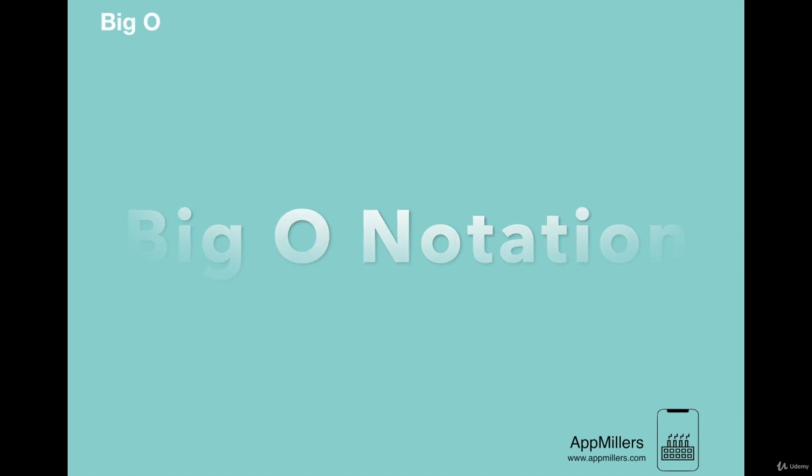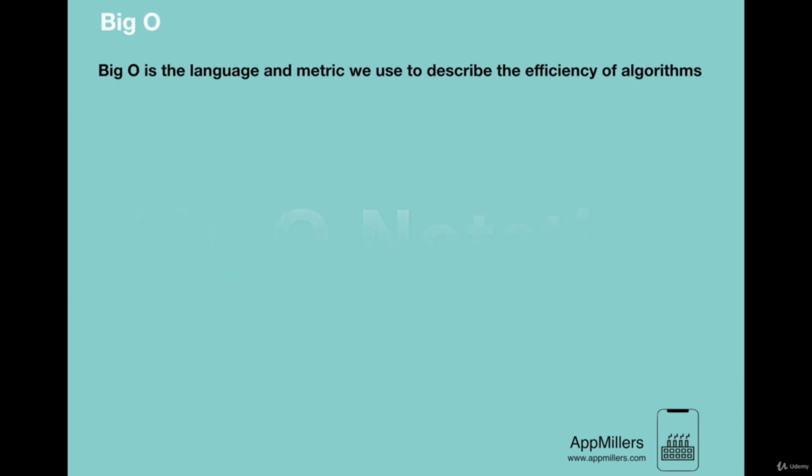Big O is the language and metric we use to describe the efficiency of algorithms. Without understanding Big O notation, it's not possible to develop efficient algorithms. If you don't know when your algorithm gets faster or slower, you will struggle to judge your program performance. This concept basically gives you one way of describing how the time it takes to run your function grows as the size of input grows.